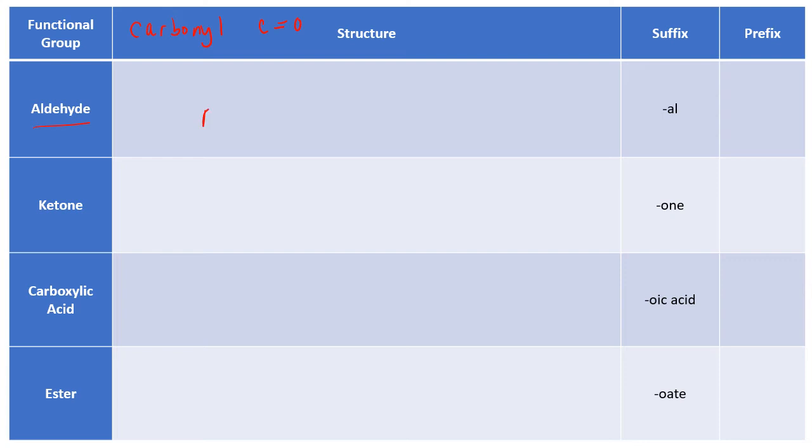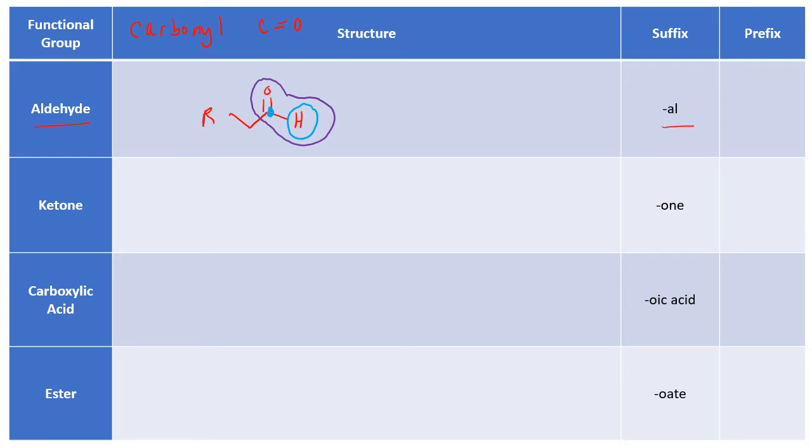An aldehyde is where you have some R group, and then you have your carbonyl, and then on your carbonyl carbon, which is this one, it's directly bonded to a hydrogen here. So that's what makes it an aldehyde: that carbonyl carbon is bonded to a hydrogen. So this whole part right here is the functional group. The suffix, when we're naming aldehydes, is they end in -al, so A-L.